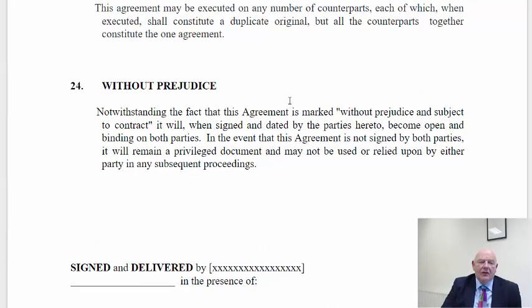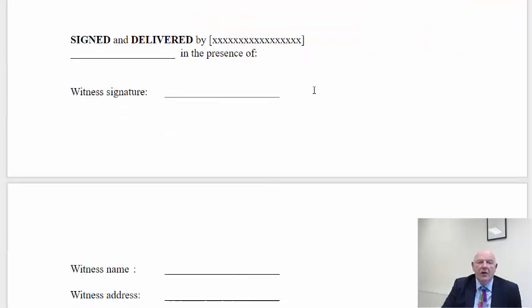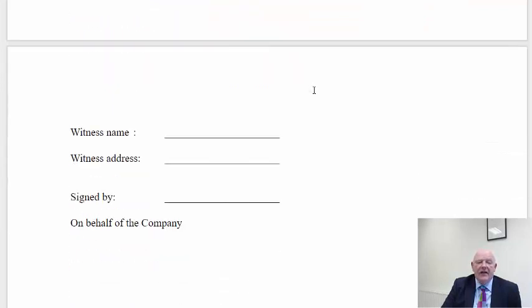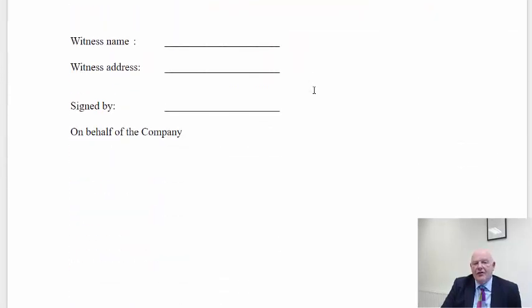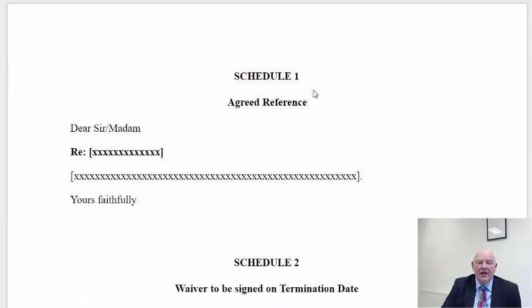Again, it's without prejudice. So nothing is agreed until everything is agreed. The agreement is marked without prejudice until it's signed by both parties. And at that point, it becomes binding and it becomes open, and that's it. There's a deal done, contract done, both parties sign. So there'll be two copies of the agreement. Basically, the employee will sign first, and then both go back to the company, and the company will sign both and hold on to one. Each party then has a copy of the concluded agreement.